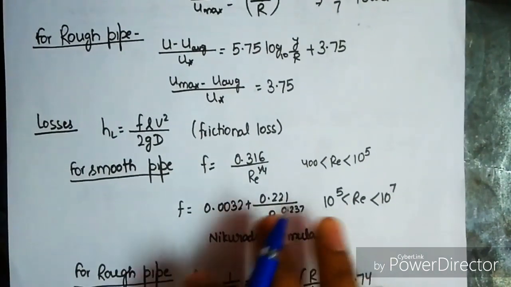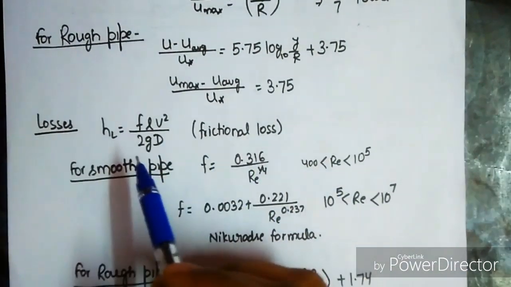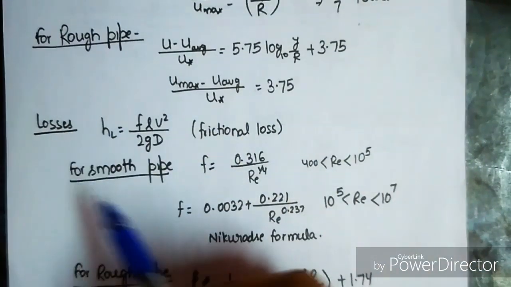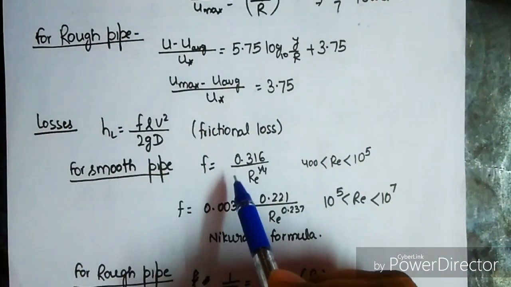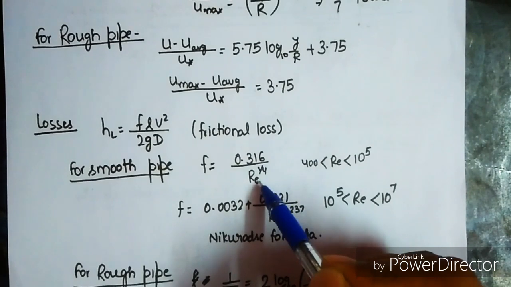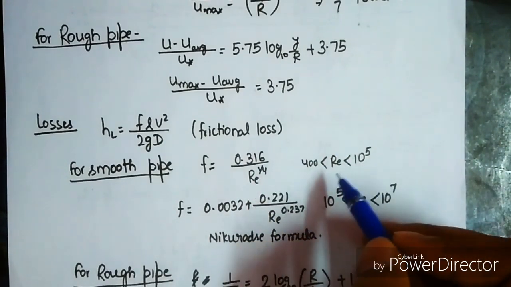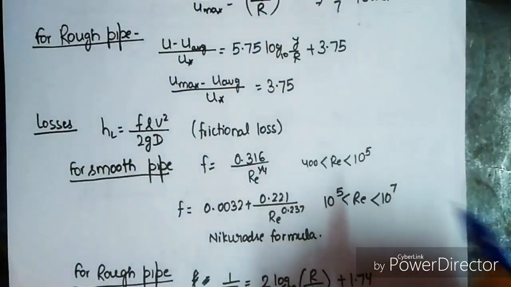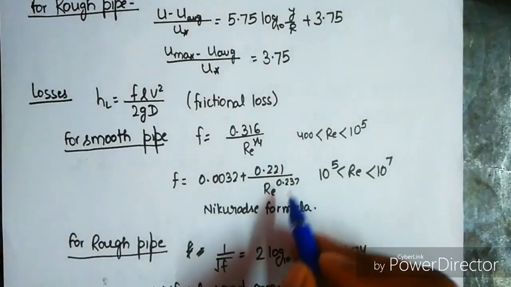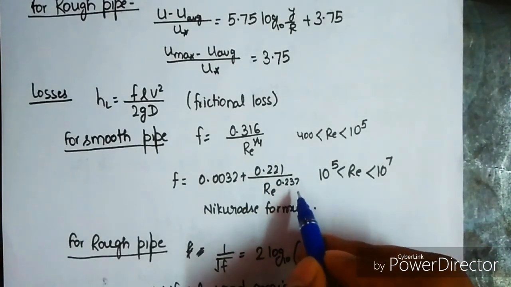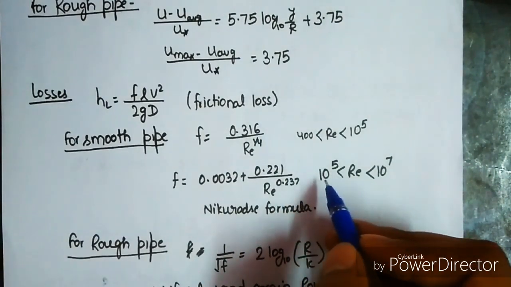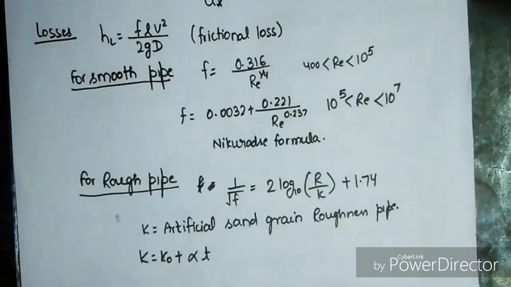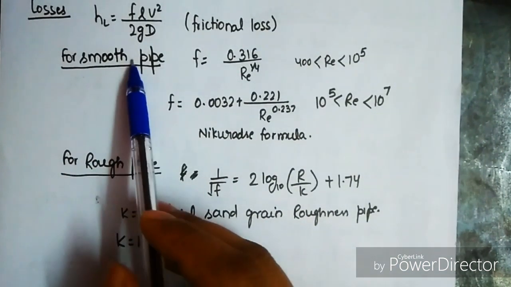Loss in turbulent flow in a circular pipe equals f L v square upon 2 g d. This is the normal frictional loss. For smooth pipe, f equals 0.316 Re raised to the power minus 1 by 4 for Re ranging from 4000 to 10 raised to power 5. f equals 0.0032 plus 0.221 upon Re raised to power 0.237 for Re ranging from 10 raised to power 5 to 10 raised to power 7. This is Nikuradse's formula.